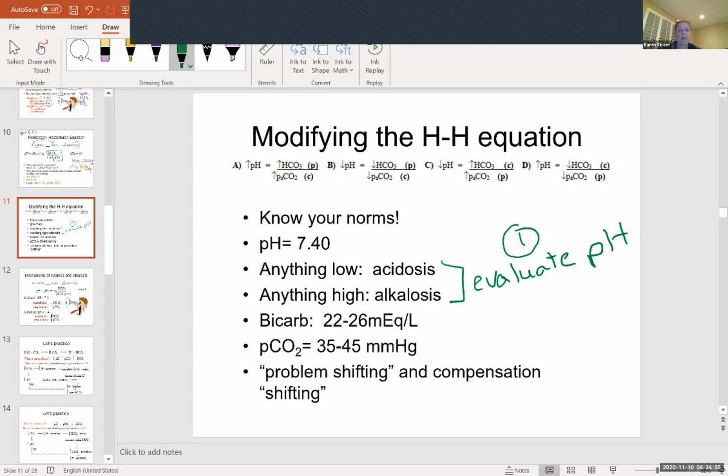So that's step one. Then notice your numerator and denominator. If you see an arrow going up, it means that value is high. If you see an arrow going down, it means that value is low. That makes sense. But you need to know your normals. You need to know these ranges, because then that allows you to figure out exactly what is wrong with your patient. Let's look at letter A. The pH is high. Do you agree? Yes. Okay, so the patient has alkalosis.